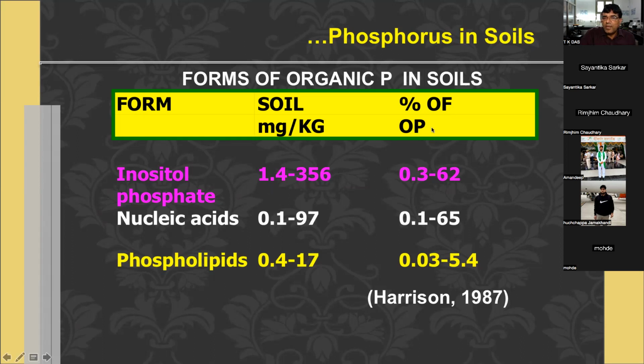And percentage of total organic P, it can be 0.3 to 62%. Then nucleic acids, RNA, DNA, may be from 0.1 to 97 ppm, and percentage-wise the range can be 0.1 to 65% of the total organic P. Phospholipids 0.4 to 17 ppm and 0.03 to 5.4%. You need not remember these figures. This table suggests that these are the important sources of phosphorus in soil. Names you can remember: inositol phosphate, nucleic acid, and phospholipids.